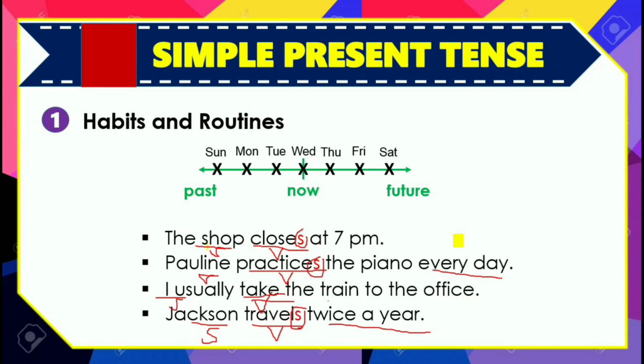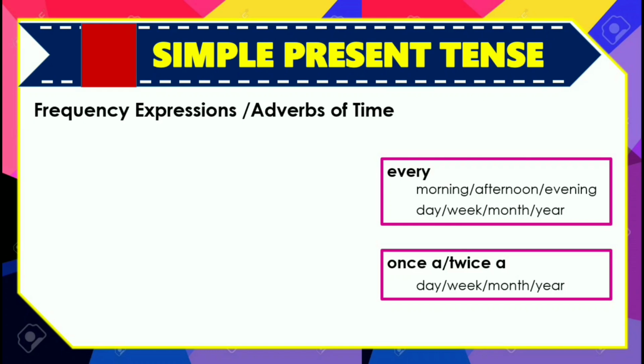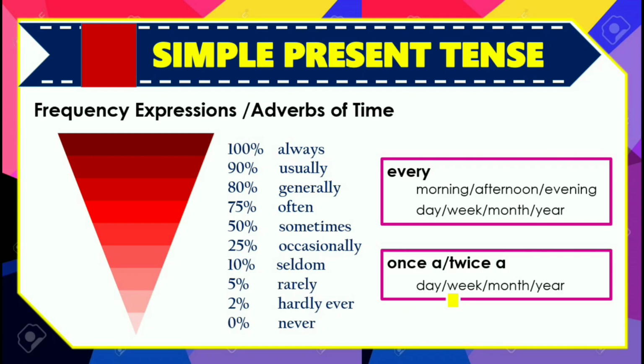So you can see how frequently and how often the action happens. We have here every day, usually, twice a year. When we talk about routines or habits, we normally use these kinds of expressions. Expressions like every day, once a day, or twice a day. Adverbs of frequency such as usually, often, sometimes, never, always, generally, and others are very common in sentences with the habit use of simple present tense.